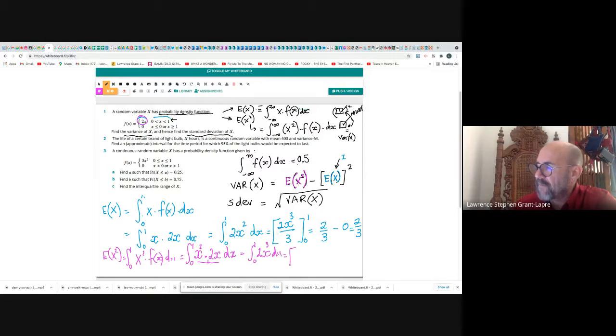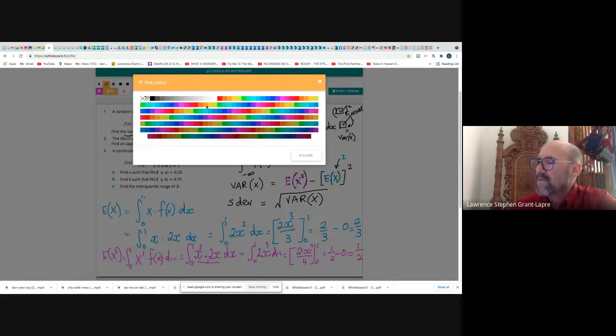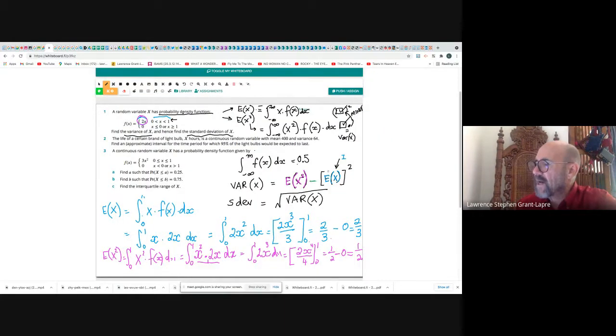So let's integrate 2x cubed dx. That would be 2x to the 4. We raise the 3 up to a 4, and we divide by 4, from 0 to 1. Substitute 1, you get 2 quarters, a half. Substitute 0, you get 0. And so that's a half. Now we just have to take those values and subtract, and don't forget to square the expected value of x.